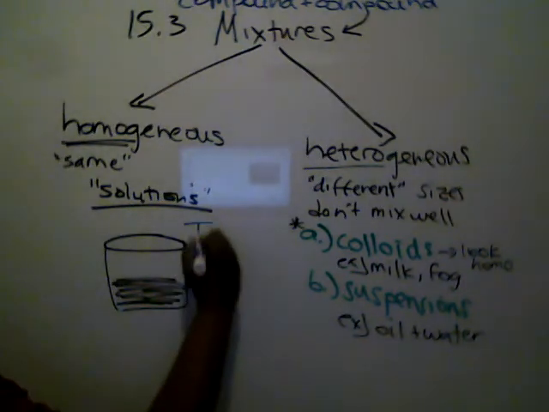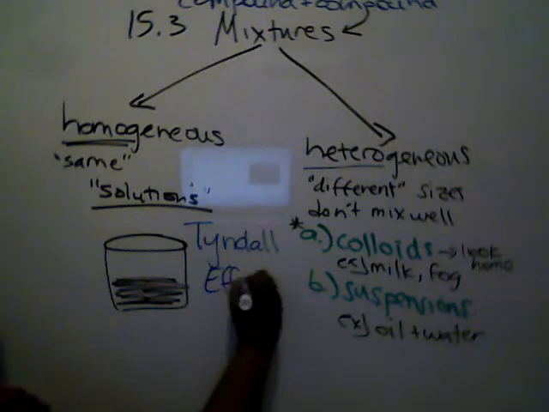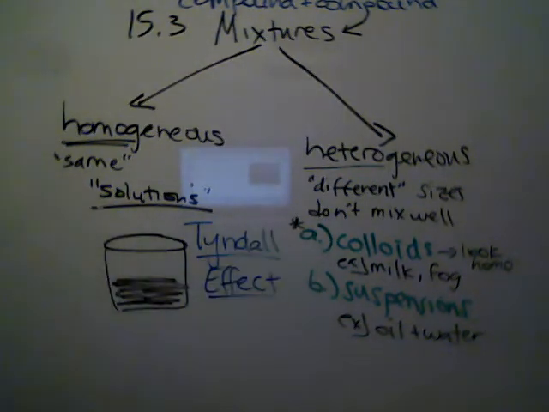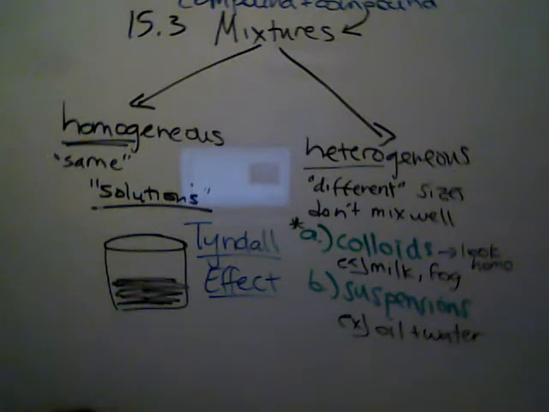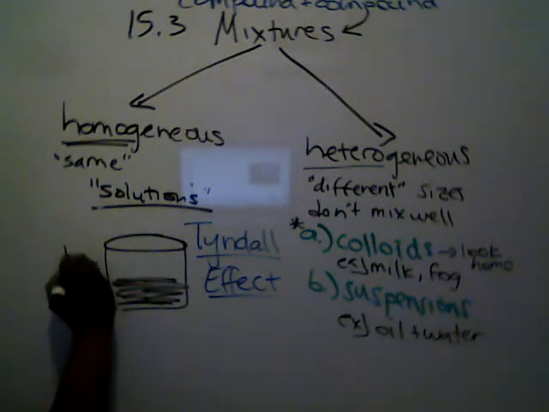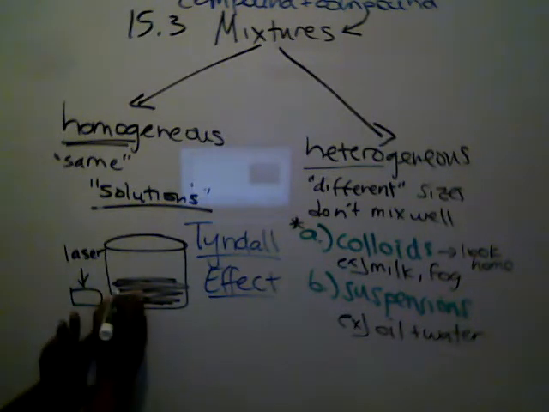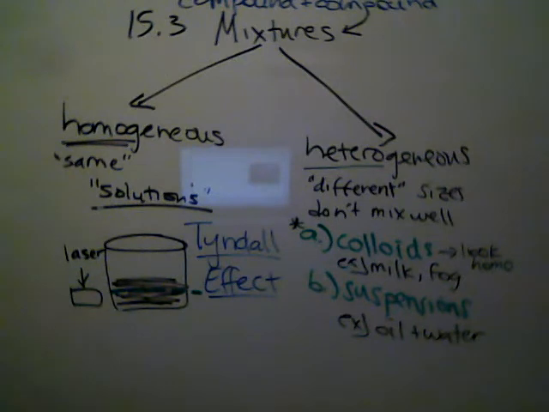You can actually use something called the Tyndall effect. And the Tyndall effect is a little test that you can use to actually see whether you have a colloid or a homogeneous mixture. And what we do for that is we would take a laser, and you put the laser right up against the side of the glass. Okay, so this is our laser. We put it right up against the side of the glass, and what we're looking to see is if we can see that laser going through the liquid out the other side.